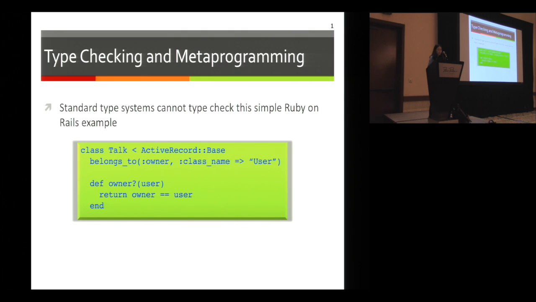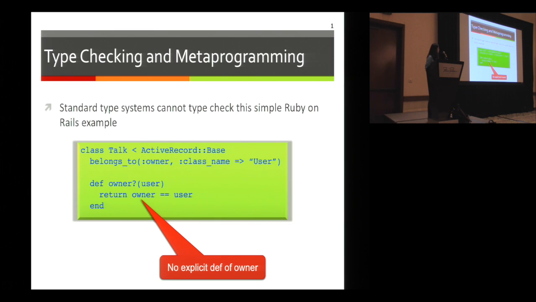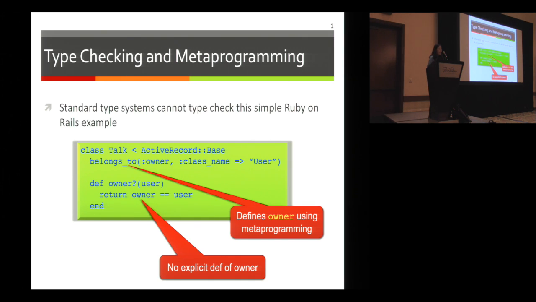Problem is, if you look through the rest of the code, we can't find an explicit definition of owner. Now let's look at the belongs_to call, which is there to specify owner as a field of Talk, and that owner should have a type. Belongs_to takes two arguments: owner, which is a symbol or an integer or string, and the second argument is a hash that maps class name to User. The belongs_to call dynamically generates the owner method.